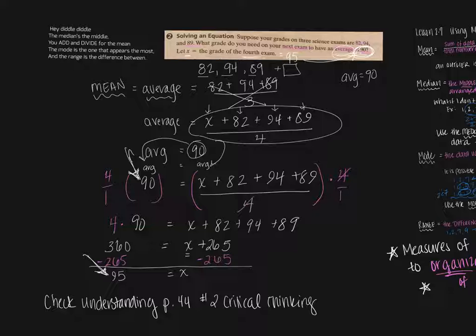Before we go any further, I would like you to check your understanding on this process by turning over to page 44 in your note-taking guide and completing the check understanding number 2 and the critical thinking. It basically tells you that you have grades on 3 history exams that are an 80, a 93, and a 91. And if 100 is the highest possible score on your 4th exam, is it even possible for you to raise your average to a 92?